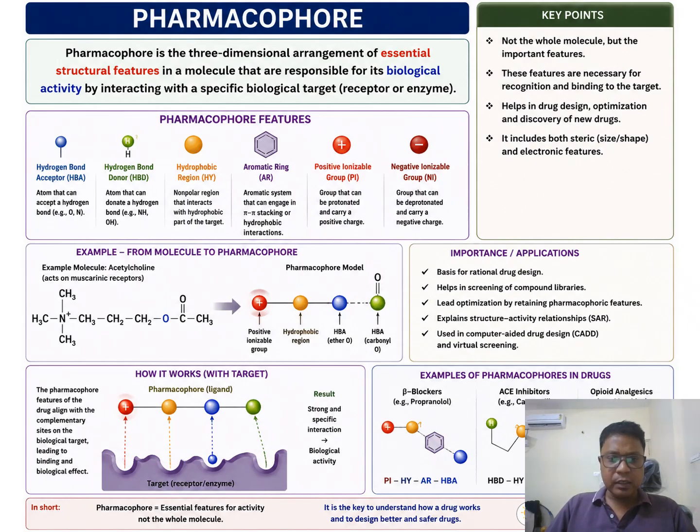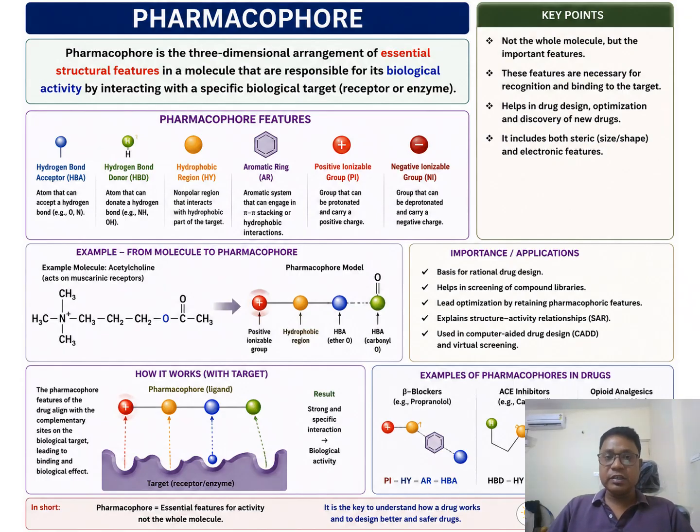A hydrophobic region, a non-polar region that interacts with the hydrophobic part of the target. And then an aromatic ring, an aromatic system that can engage in pi stacking or a hydrophobic interaction. A positive ionizable group, a group that can be protonated and carry a positive charge. And then a negative ionizable group, a group that can be deprotonated and carry a negative charge.